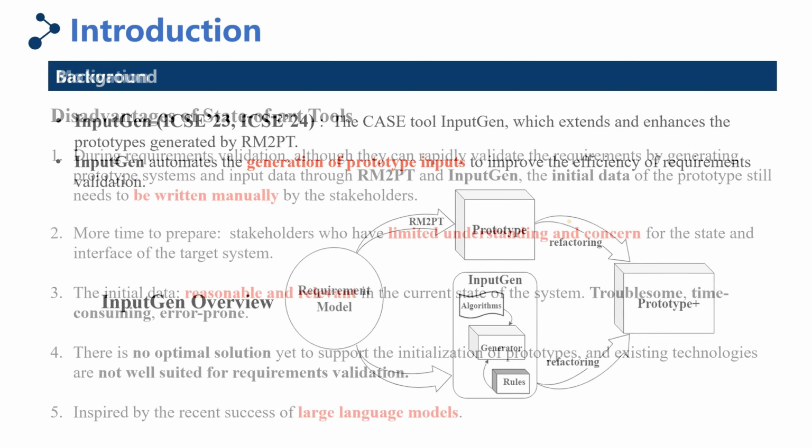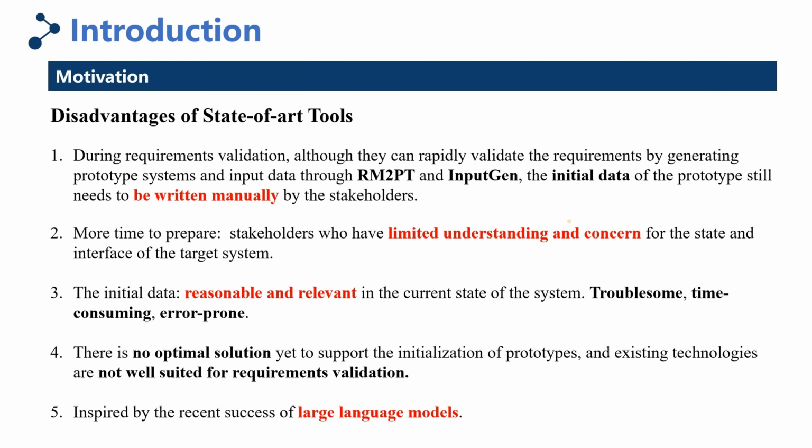Here is the motivation. At present, these studies have the following disadvantages. During requirements validation, although they can rapidly validate the requirements by generating prototype systems and input data through RM2PT and InputGen, the initial data of the prototype still needs to be written manually by the stakeholders. However, this often requires more time to prepare for stakeholders who have limited understanding of the state and interface of the target system, especially when dealing with large amounts of data.